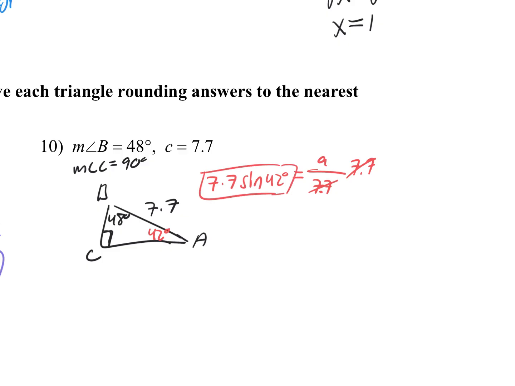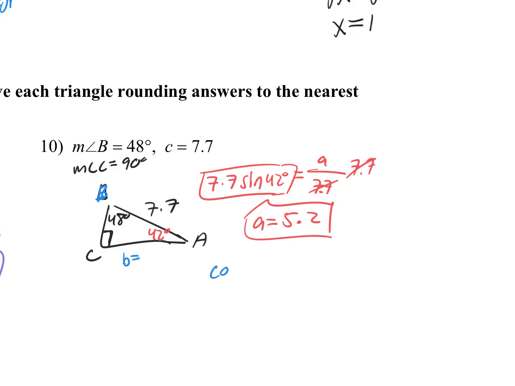All right, now if I plug that into my calculator, we should get 5.15, so to the nearest tenth, 5.2. All right, that's one of my answers for one of my sides. I can do the Pythagorean theorem to try to find side B, right? But let's say I want to use another trig ratio, right?